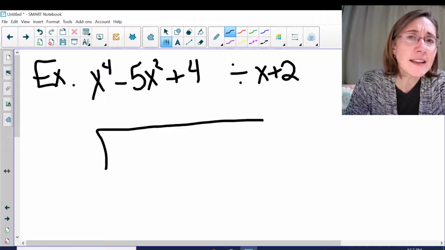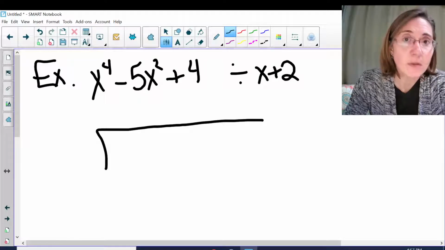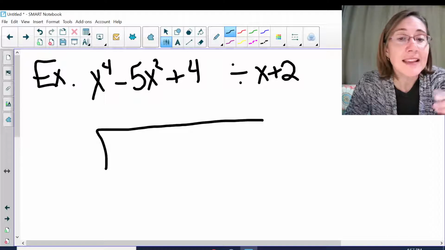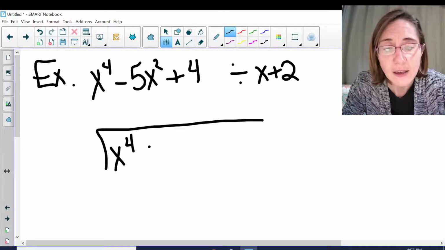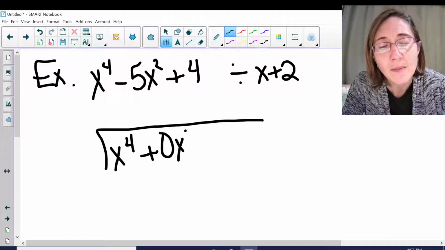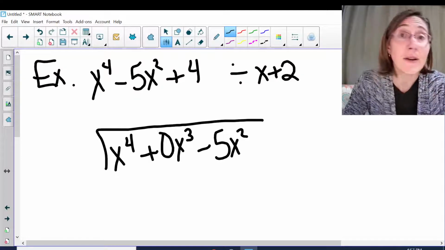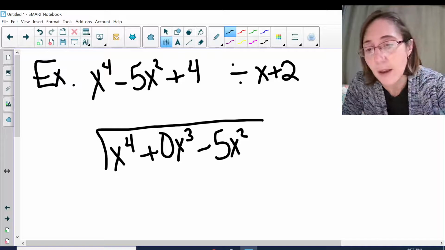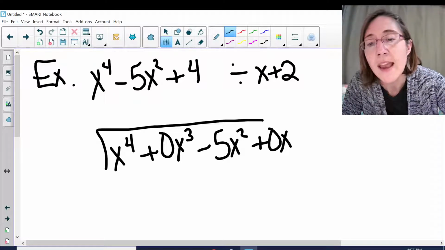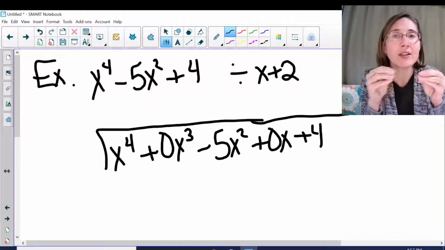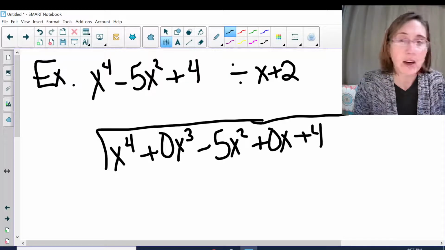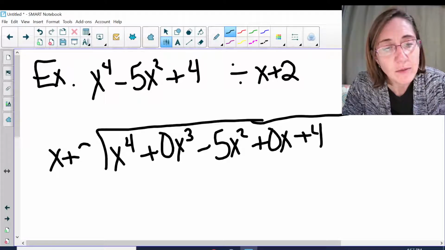But this polynomial has some terms missing because I see an x to the 4th, but I don't see any x cubes. So we're going to put a 0 placeholder in there. So we're going to have x to the 4th, plus 0x cubed, and then my negative 5x squareds. Now I have another missing term. See how there aren't any x's? I'm going to put a placeholder here as 0x, and then I'm going to put my plus 4. If I don't have any of those terms, I still need to reserve space for them in my dividend here. So we're going to divide this by x plus 2.